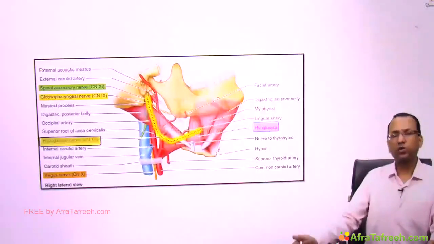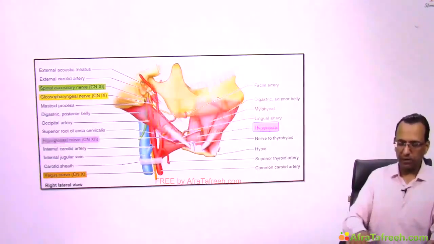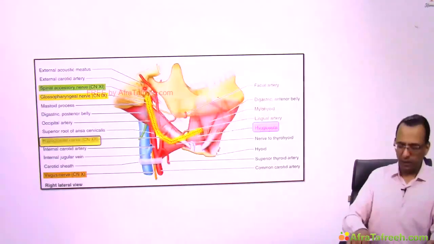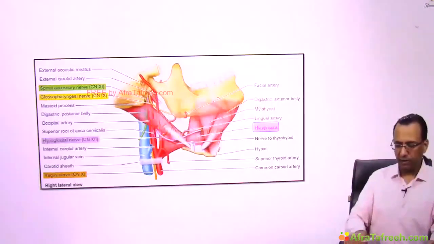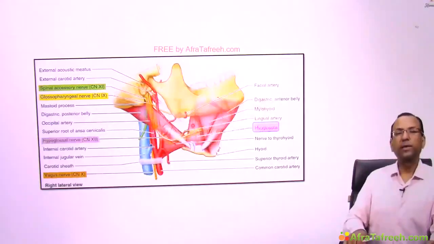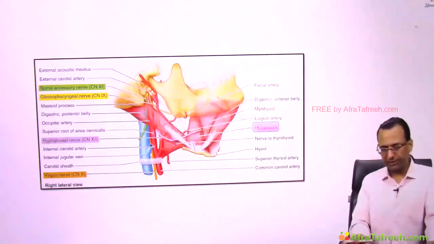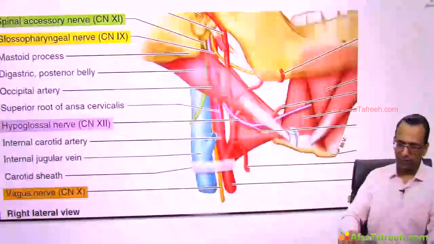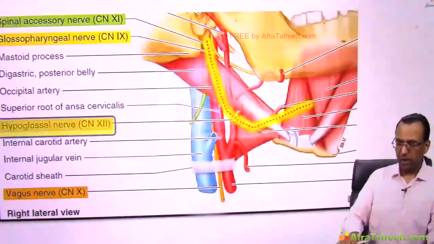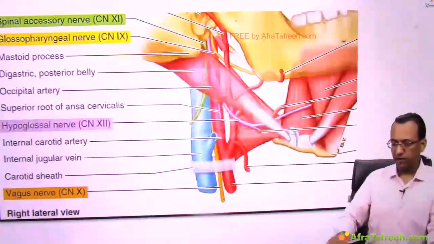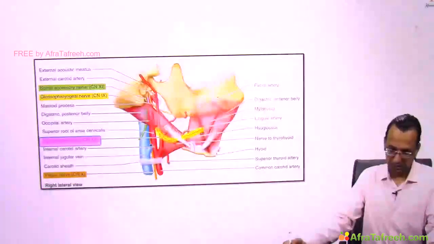The 12th nerve is the hypoglossal nerve. It came out of the hypoglossal canal and then enters the carotid triangle. After passing the carotid triangle, it goes to the digastric triangle and supplies the muscle of the tongue, which is hyoglossus. You are following the course of the 12th nerve: from the hypoglossal canal, in the carotid triangle, and then in the digastric triangle.